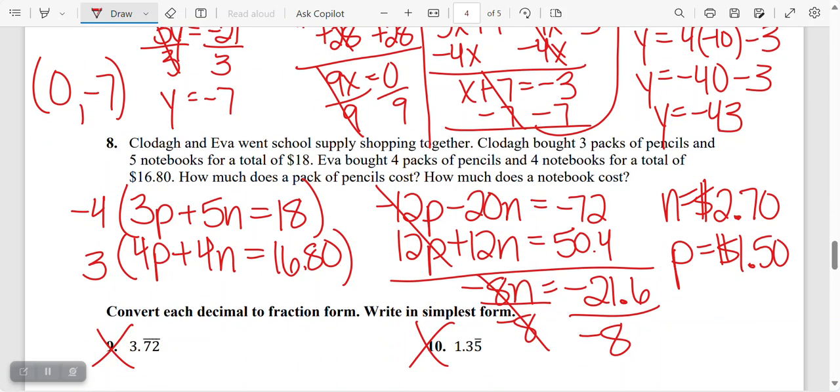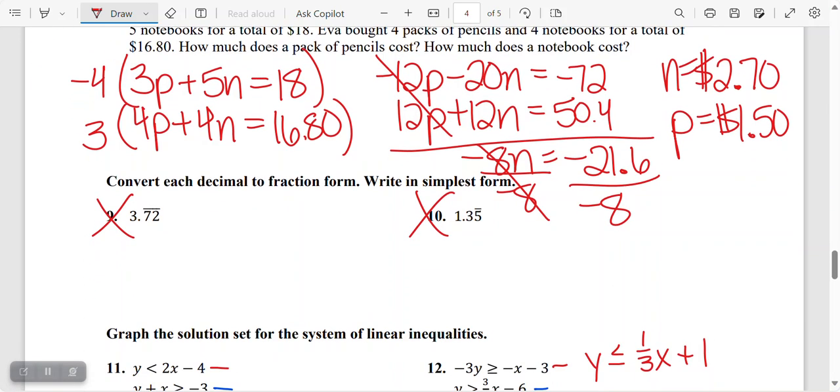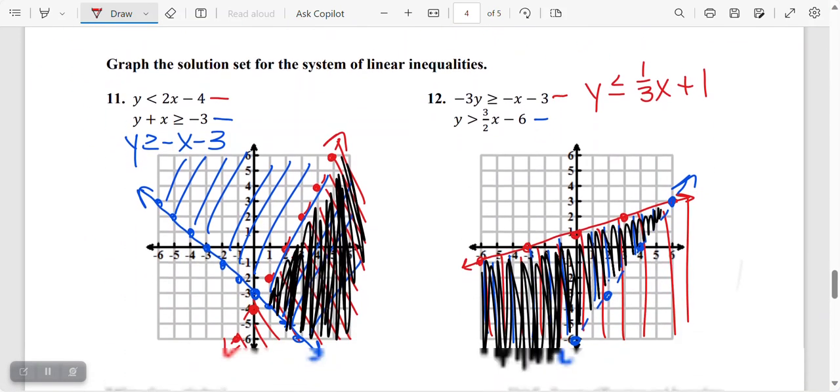Through elimination, I eliminated the P for pencils and found that the notebooks were $2.70 and a pack of pencils is $1.50. Remember, I do want you to be writing these answers out. I'm just trying to save time. So I just used N and P for notebooks and pencils, but please write the notebooks are $2.70 and a pack of pencils is $1.50. You did not have to do 9 or 10.